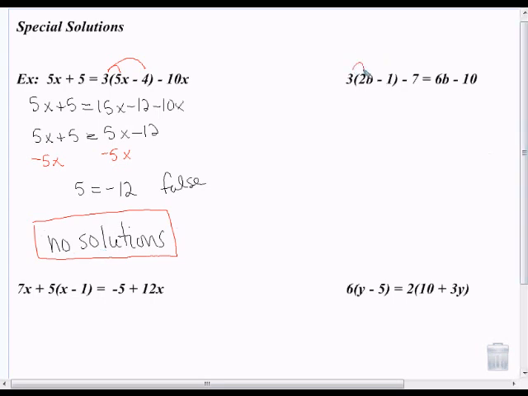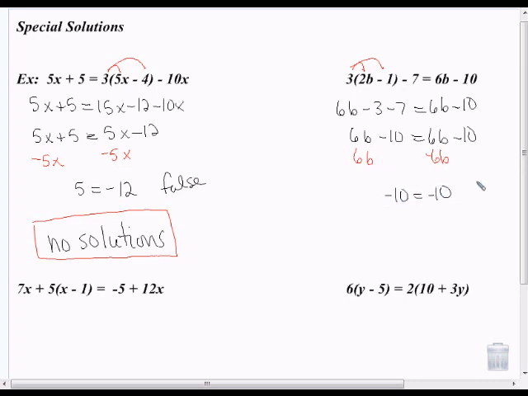And here I'm going to multiply that 3 in. I'm going to get 6b minus 3 minus 7 is equal to 6b minus 10. So 6b minus 10 is equal to 6b minus 10. I'm going to subtract 6b. And I get negative 10 equals negative 10. Why, yes it does. If this happens, your answer is all solutions. It's all real numbers. Every real number. I could plug in any number and it will be true.